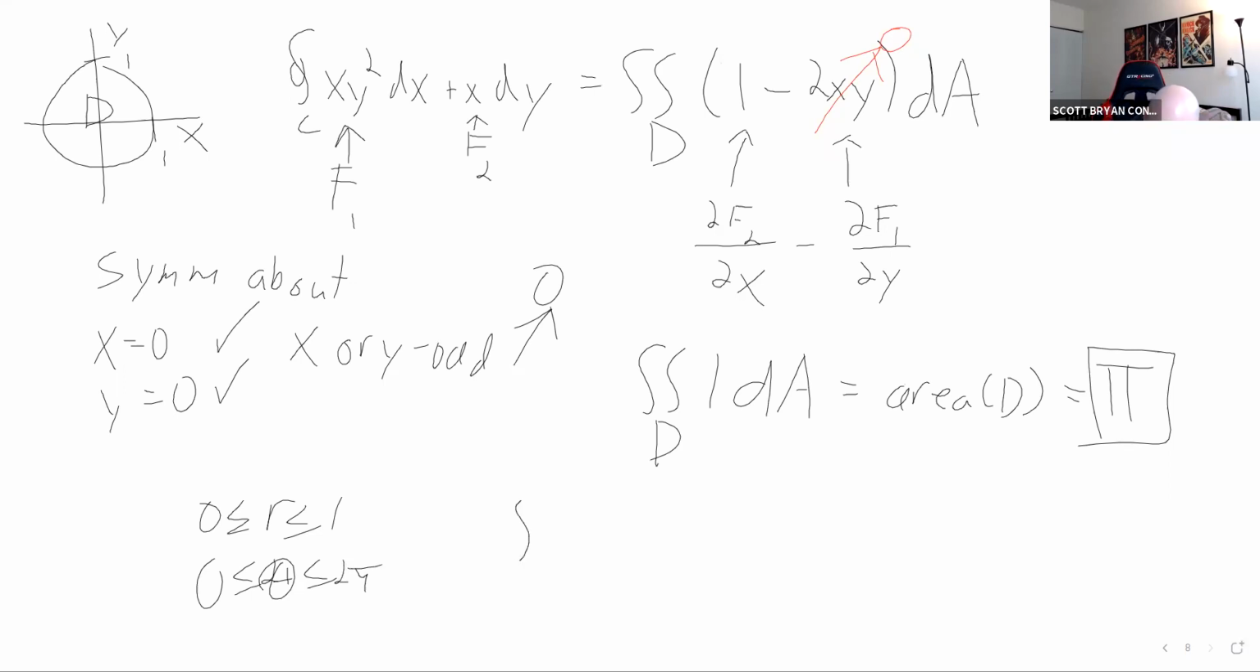And then 1 minus 2xy would become 1 minus 2 r squared cos theta sine theta. And then dA would become r dr d theta because we're switching to polar. And then when you do all that, you get the same thing. But luckily, we don't have to because we could use the symmetry trick and then we just see we're just getting the area of the region, which we know is pi r squared.